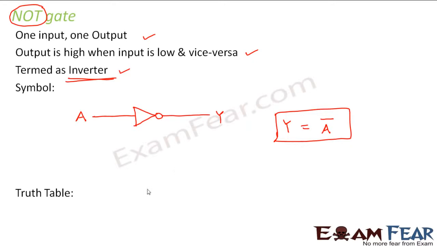What is the truth table of a NOT gate? Let us prepare the truth table. The truth table will have all possible inputs. In this case, there is only one input, and it will also have the output. What are all the possible values of input here? 0 and 1. When input is 0, your output is 1. When input is 1, your output is 0. This is known as the truth table, and this is your NOT gate.